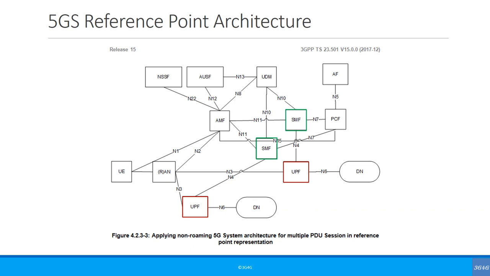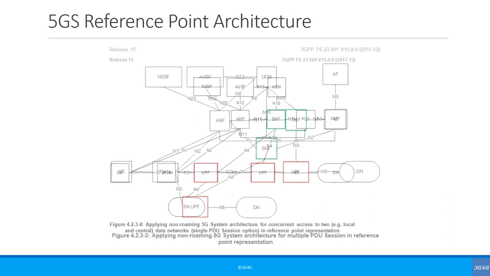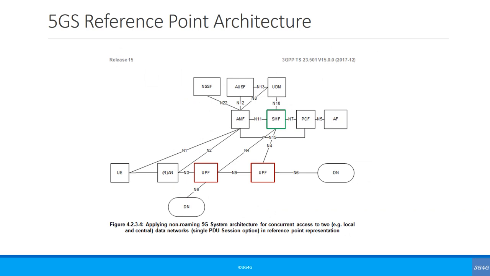Now, this is the 5G system architecture for multiple PDU sessions. Okay, so you have two SMFs and two UPFs here, right? So I've shown SMF using green and the UPF using red. Now, this one is an example of concurrent access to two data networks, for example local and central, using a single PDU session option. So as you can see, you have a single SMF, but you have multiple user plane functions. They're both connecting to the same session management function.